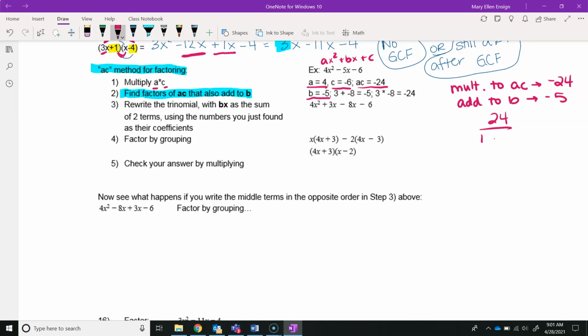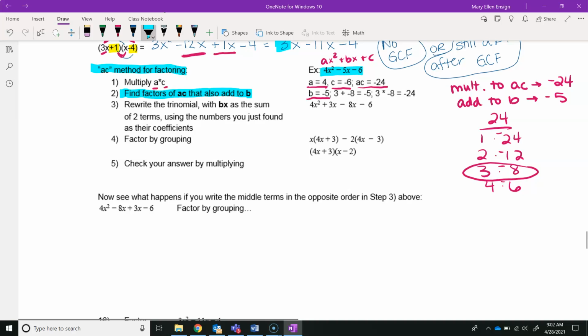So 1 and 24, 2 and 12, 3 and 8, 4 and 6. I want them to add up to a negative, so in each case the larger number would have to be negative, and I find that 3 and -8 are my two numbers that would multiply to -24 and add to -5. Now here's where it's a little bit different. Those do not go straight into my binomials, okay? We have another step in here, because if those two numbers went right into the binomial, those two numbers at the end would multiply to -24. It would not go back and look like what I started out with.